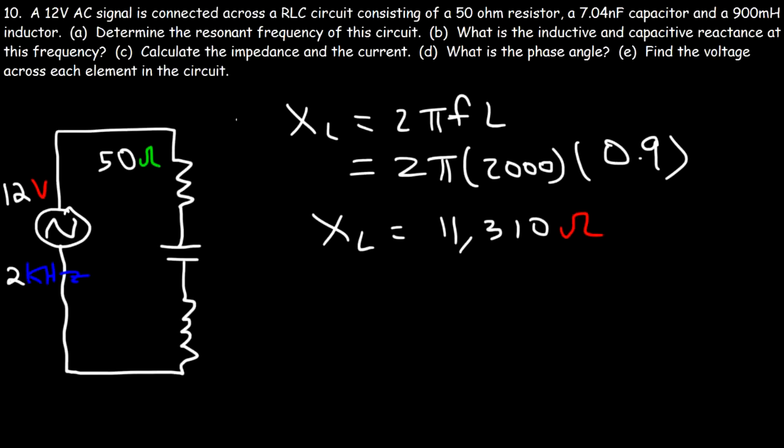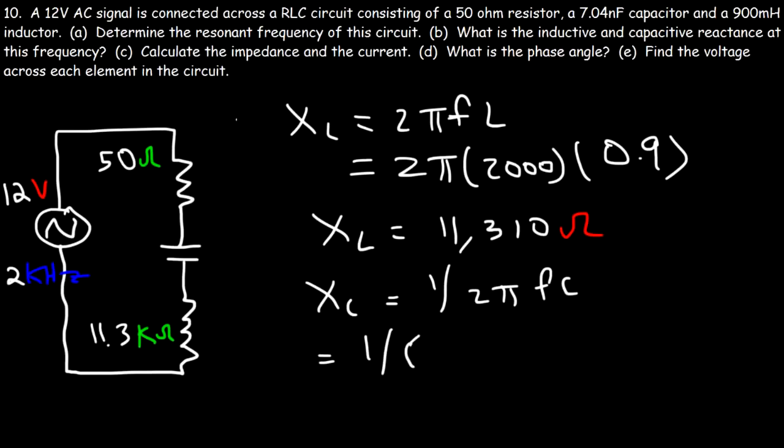So let's put that here. We're going to say it's 11.3 kilo ohms. Now let's calculate XC. XC is 1 over 2 pi FC. In your calculator you can type like this: 1 divided by parentheses 2 pi times a frequency of 2000 hertz times a capacitance of 7.04 times 10 to the minus 9.